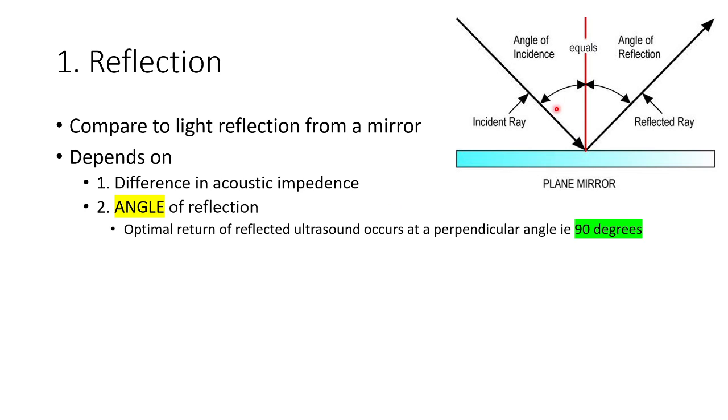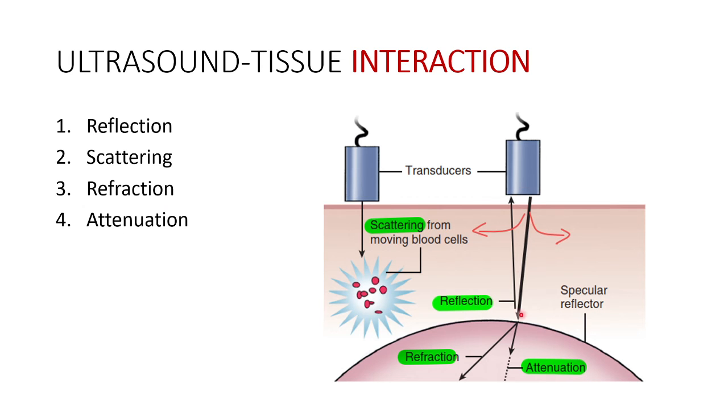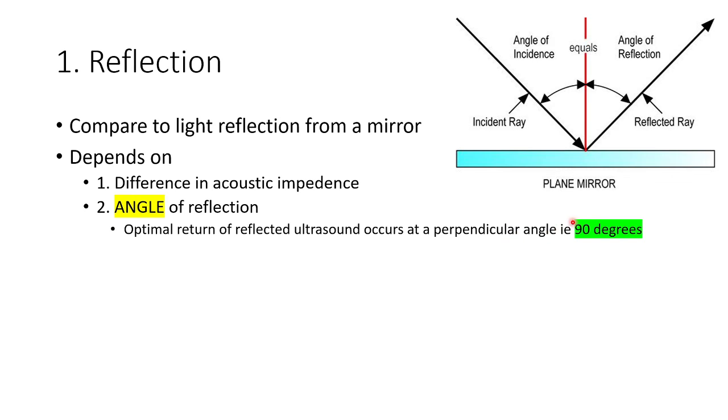So if it is coming at 90 degrees, that is the optimum, that is immediately it will reflect back. That is why we have to keep it perpendicular to the tissue. But if you're sending it at an angle, it will not reflect back into the probe. So an angle of 90 degrees is optimal for echo.